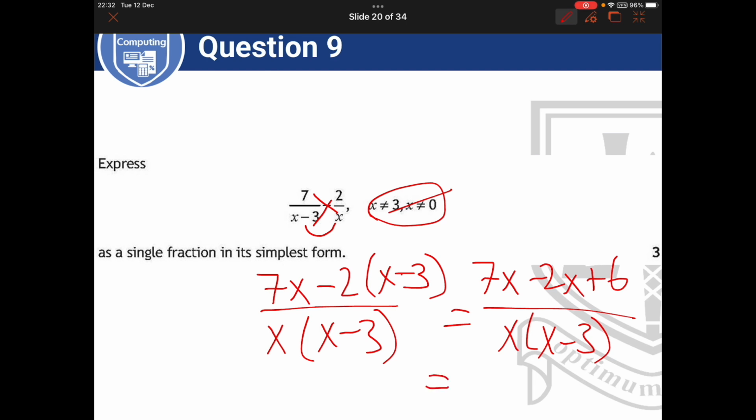But we do need to tidy up that top bit because we've got some like terms. 7x take away 2x, which is 5x, plus that 6 over the x bracket x minus 3. Sorry, squeezing that in there. And that's it, fully simplified.